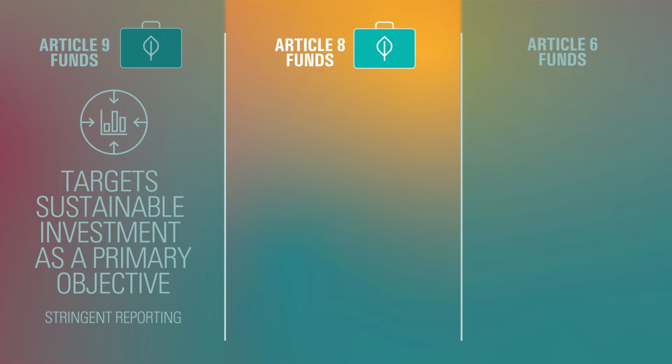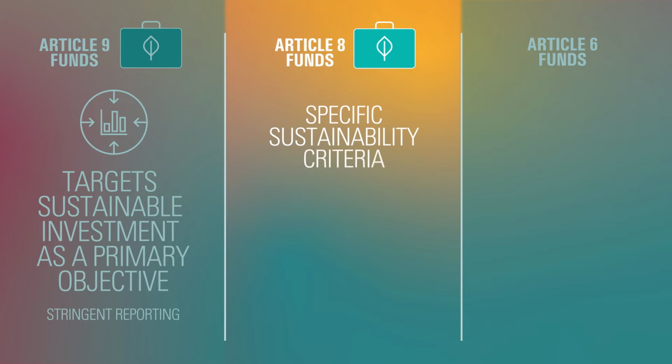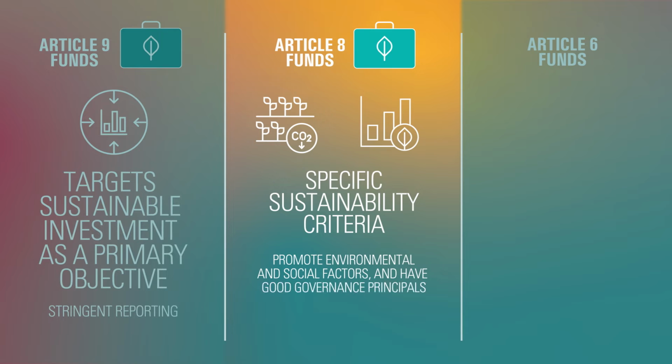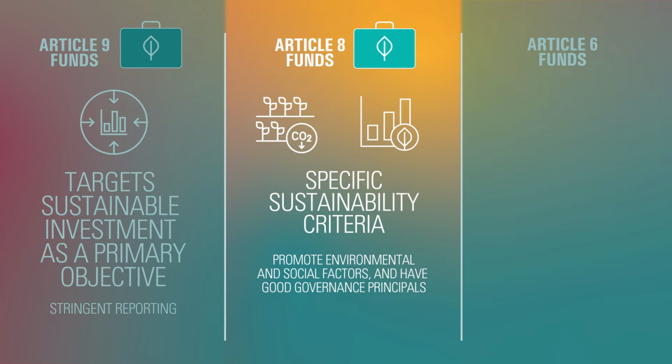Article 8 funds, or light green funds, are funds that have specific sustainability criteria. They promote environmental and social factors and have good governance principles alongside non-ESG factors. The classification rules are less stringent than Article 9 funds. While sustainable investment is not an objective of the product, it remains an aspect of the investment process.